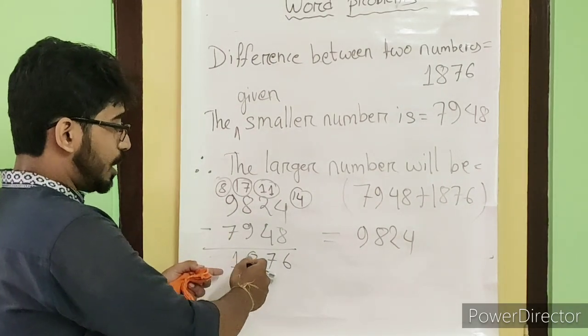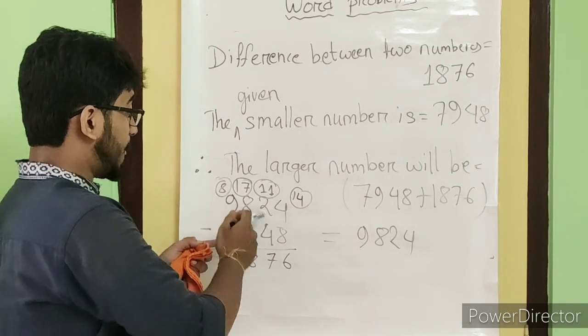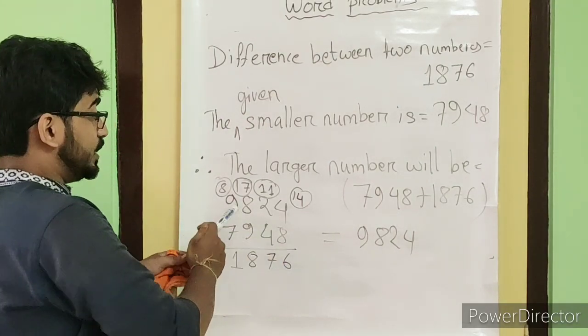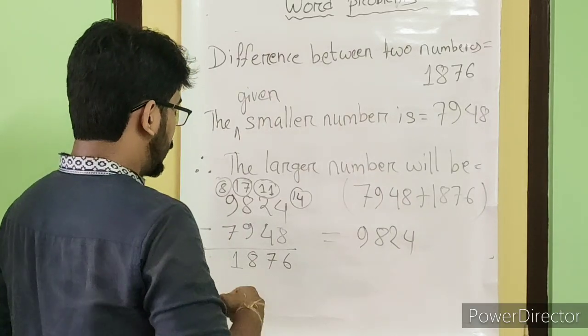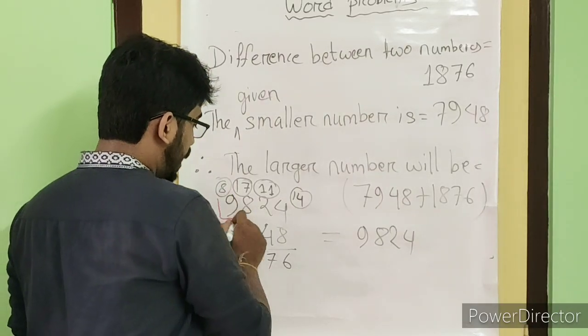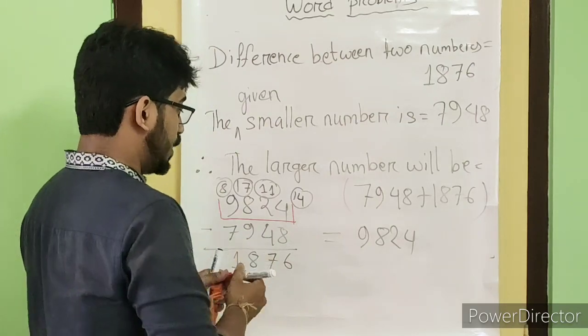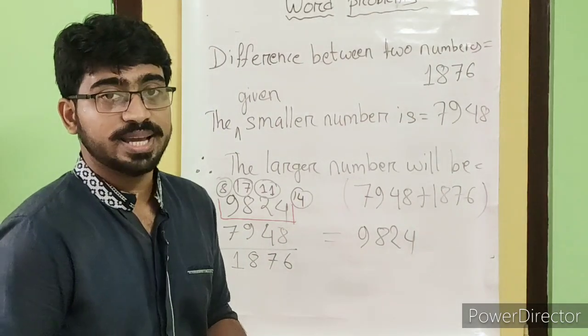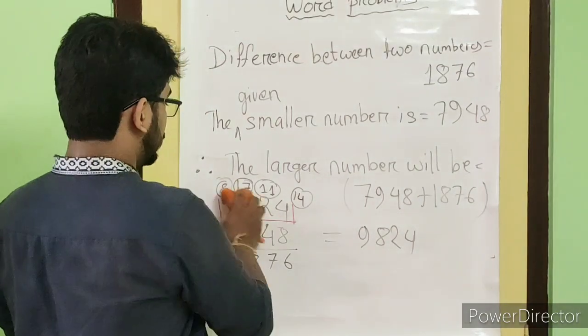Because they have given us the difference between two numbers is equals to 1876. If the smaller number is 7948, then what will be the larger number? The larger number is 9824. Now we need to write the answer, that means the last part of our case, the result declaration.